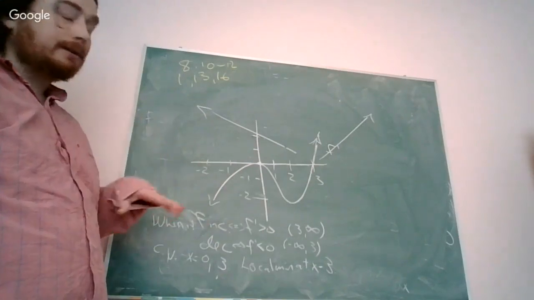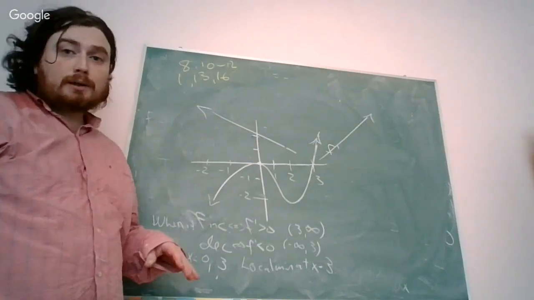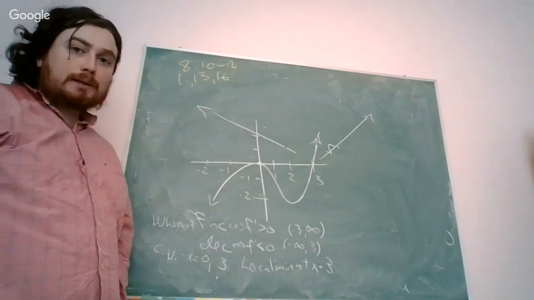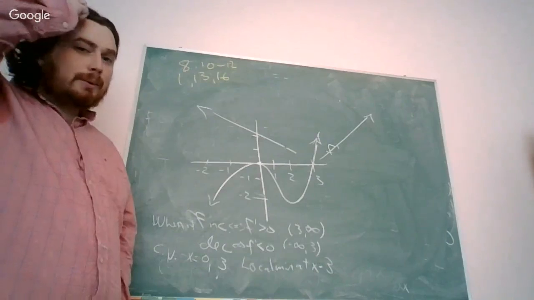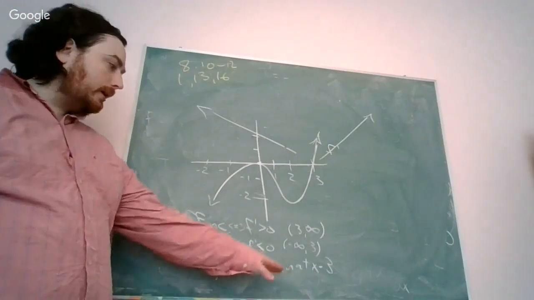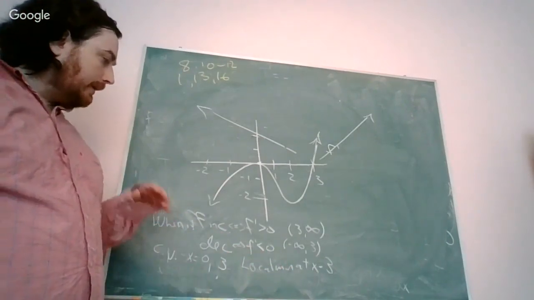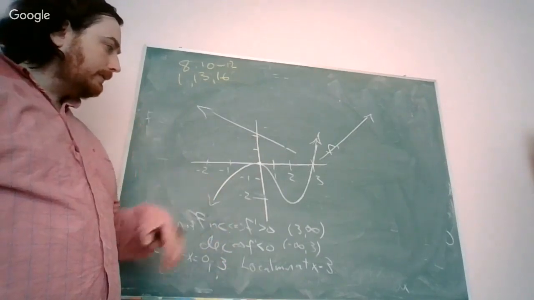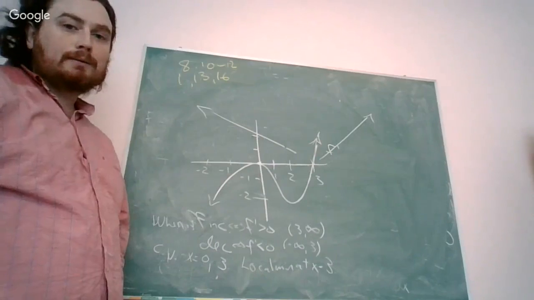Where is it increasing? Where is it decreasing? What are the critical values? And for the critical values, are they minima or maxima or neither? And so what we would say here is that at 3 we have a local min, at 0 we have neither, but those are both critical values, and I'm increasing from 3 to infinity and decreasing from negative infinity to 3.